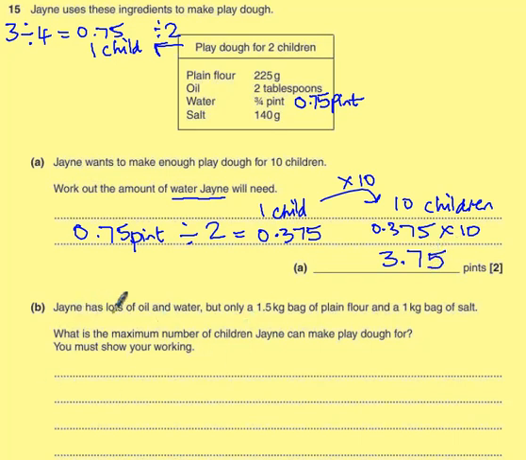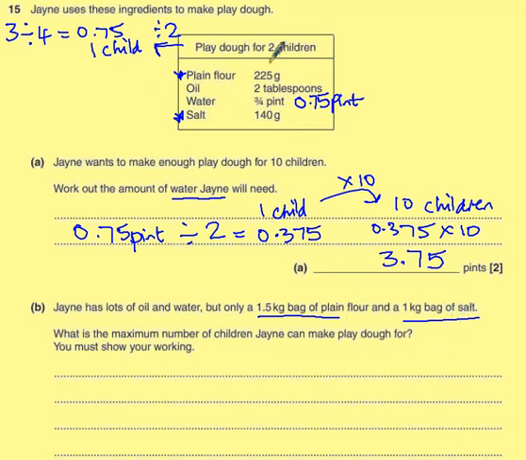Now part B, Jane has lots of oil and water, but only a 1.5 kilogram bag of plain flour and a 1 kilogram bag of salt. What is the maximum number of children Jane can make Play-Doh for? You must show your working. Now for one, so we're looking at plain flour and salt. So we need to see how many portions we can get out of a 1.5 kilogram bag of plain flour and a 1 kilogram bag of salt for one child.